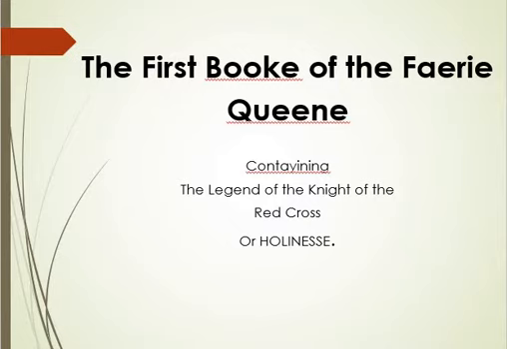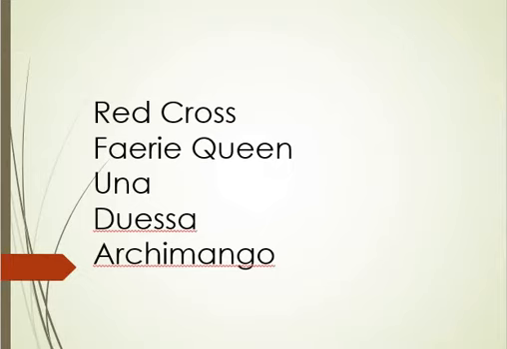Now we are going to discuss these characters. The first character is Red Cross. In Cantos 1, he represents the Knight of Holiness. His name is Red Cross Knight because a red cross is mentioned on his shield that protects the knight. He is the main hero of the book and he is an individual Christian who fights against sin, and then we can say that he becomes the Saint George of England.